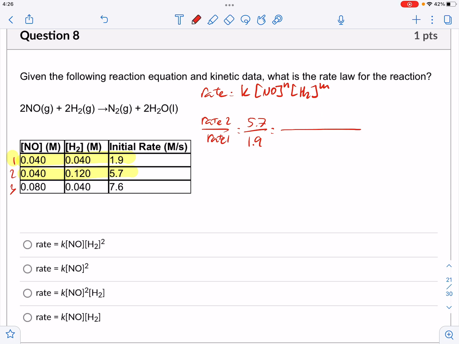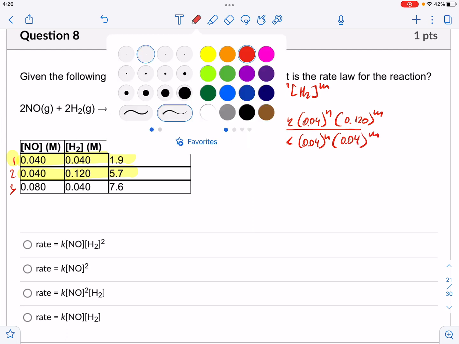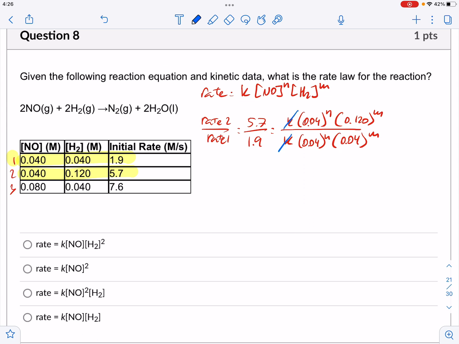let's do it this way. We have K, 0.04 M for NO, and hydrogen is 0.120 M, and then here we have K, 0.04 again, and here we have 0.04 M. In this situation, K cancels and these two cancel because they are the same. And 5.7 divided by 1.9 is equal to 3, and this is equal to 0.120 divided by 0.04, which is also equal to 3.